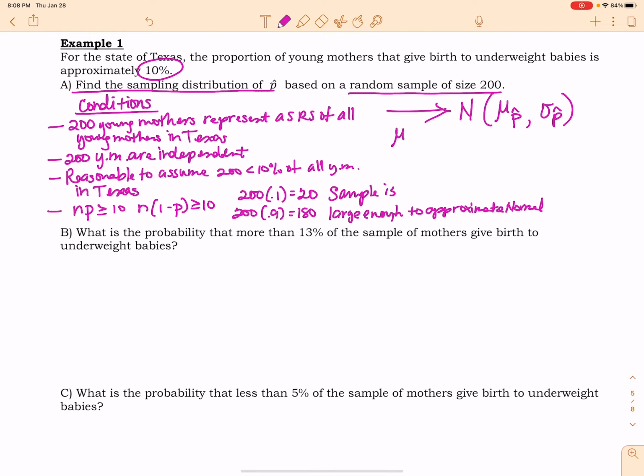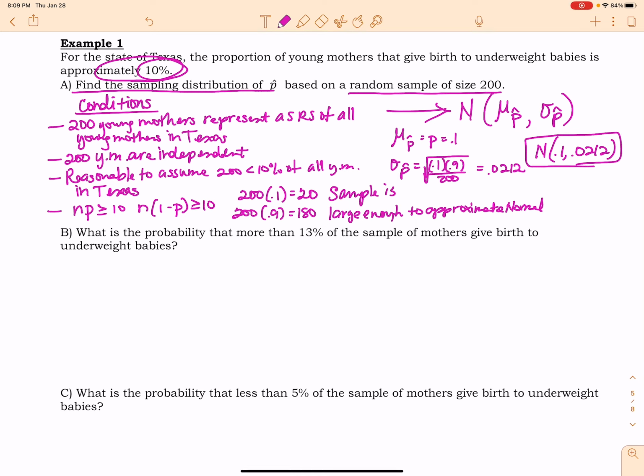So the first thing I'm going to do is find mu of p hat. Well, it's going to be equal to p, which in this case I'm told is approximately 10%. And then my standard deviation, of course, I am going to use the square root of 0.1 times 1 minus that, which is 0.9, over 200. Don't forget that's the square root of that whole thing. And then you should get approximately 0.0212. And then, of course, do not forget to write this out, because this is ultimately our answer. It's just all the other stuff leading up to it enables me to say that.